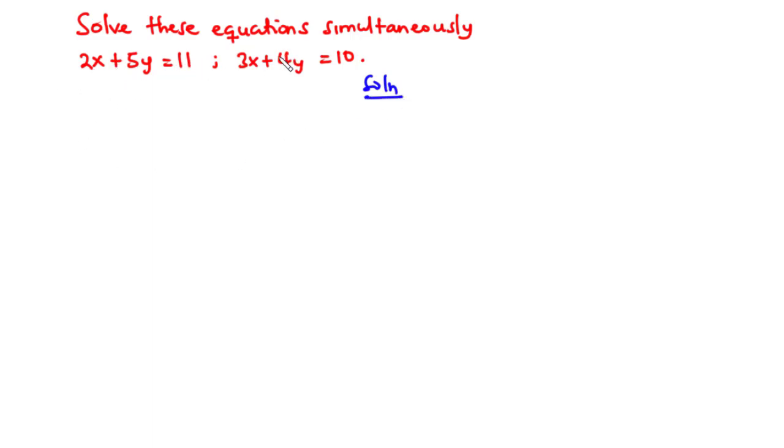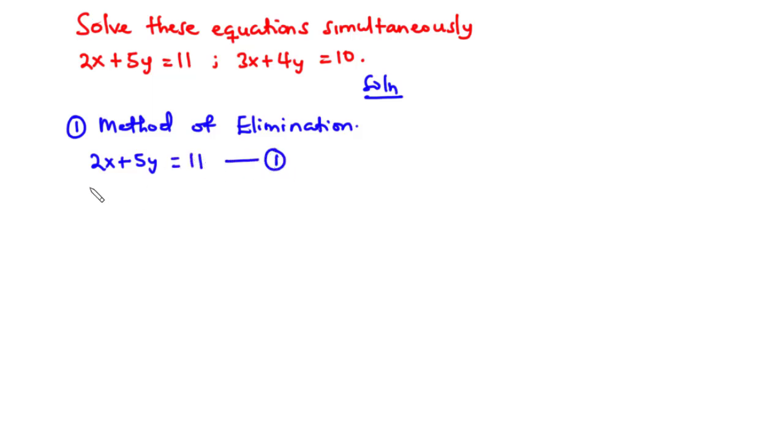So we are to solve these equations simultaneously. We have the first equation to be 2x plus 5y equals 11, and the second equation, that is 3x plus 4y equals 10. So we are going to use the method of elimination. Let's call the first equation, 2x plus 5y equals 11, equation 1, and 3x plus 4y equals 10, equation 2.